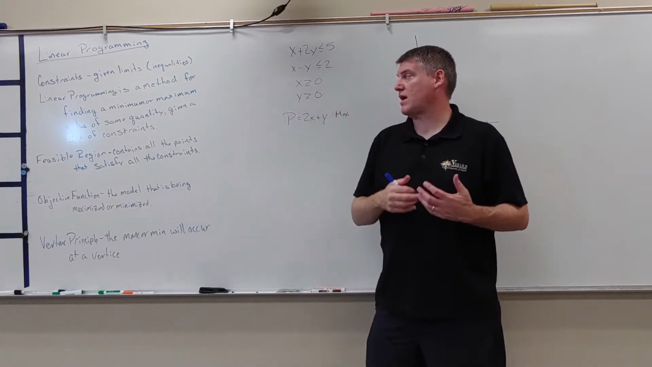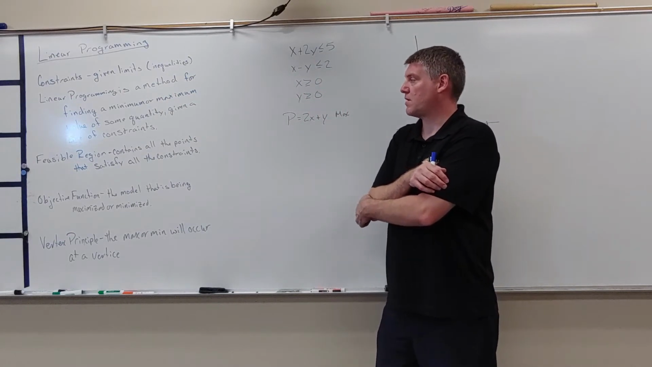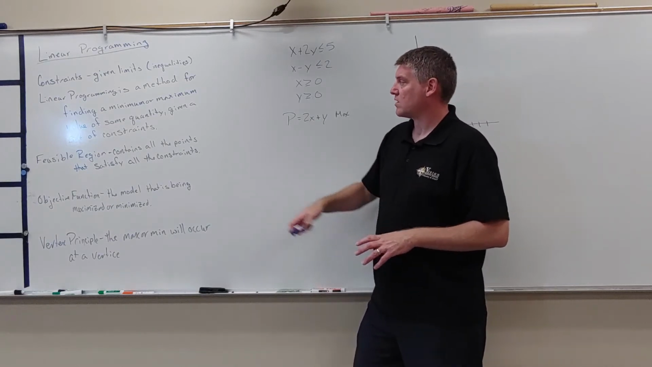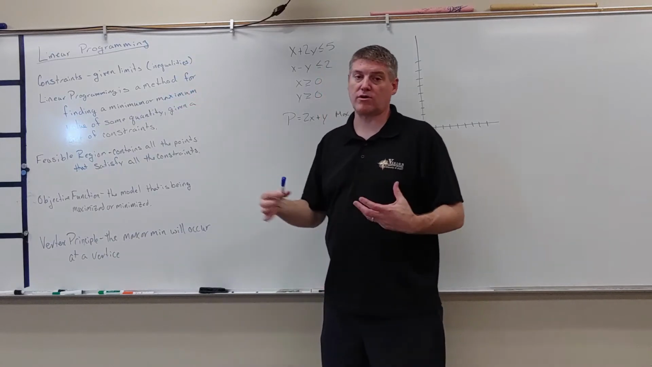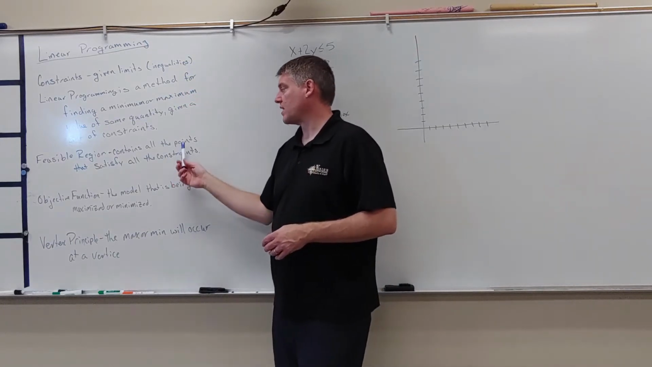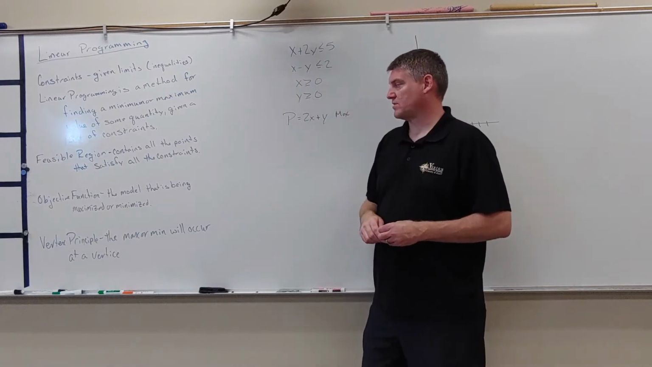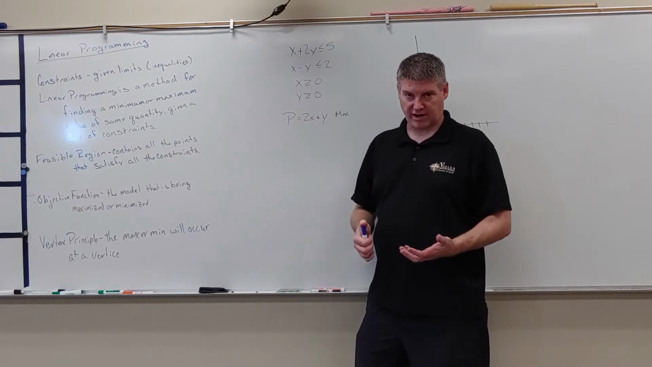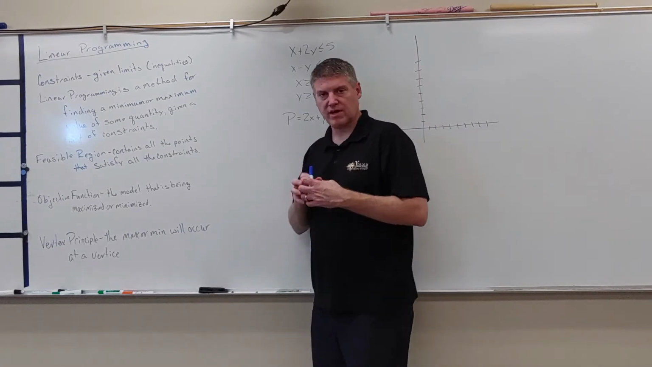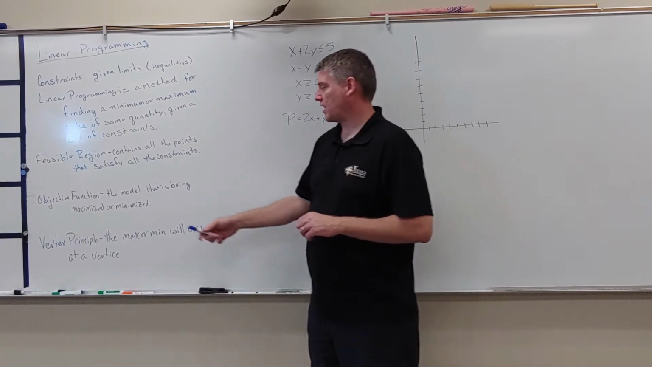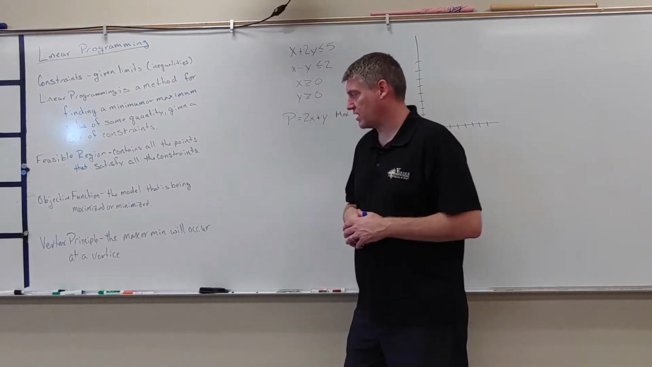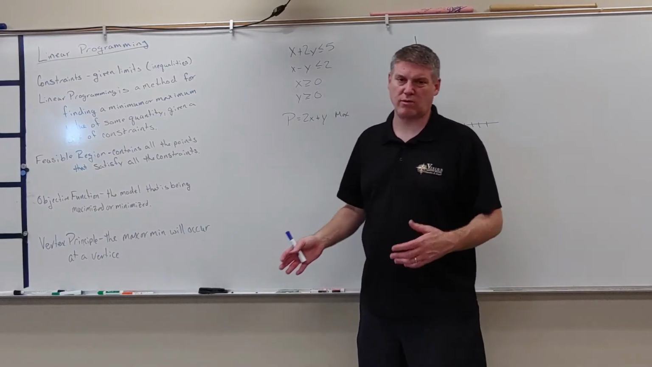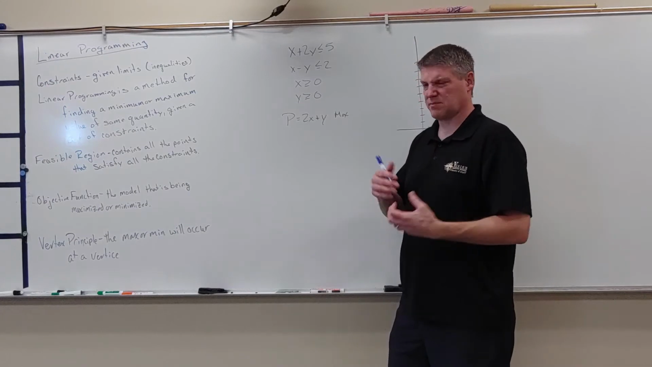Linear programming is a method for finding a maximum or minimum value of some quantity given a set of constraints. So we're going to use the constraints, and we're going to use linear programming in maximizing or minimizing. The feasible region is the region that contains all the points that satisfy all the constraints. So it's usually going to be some kind of enclosed area. The objective function is the model that is being maximized or minimized. Usually it's going to be P of x, y, something along that.